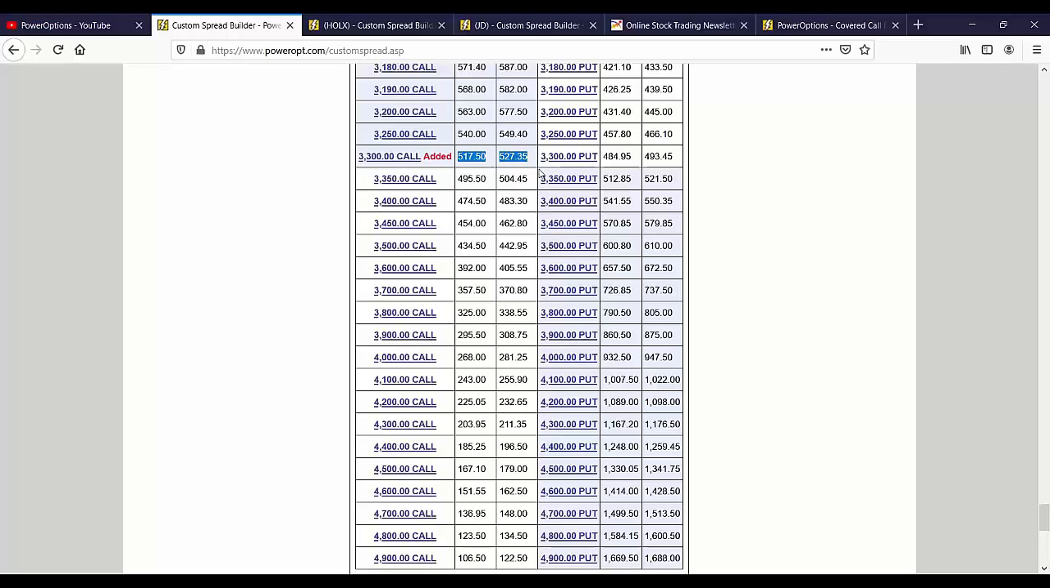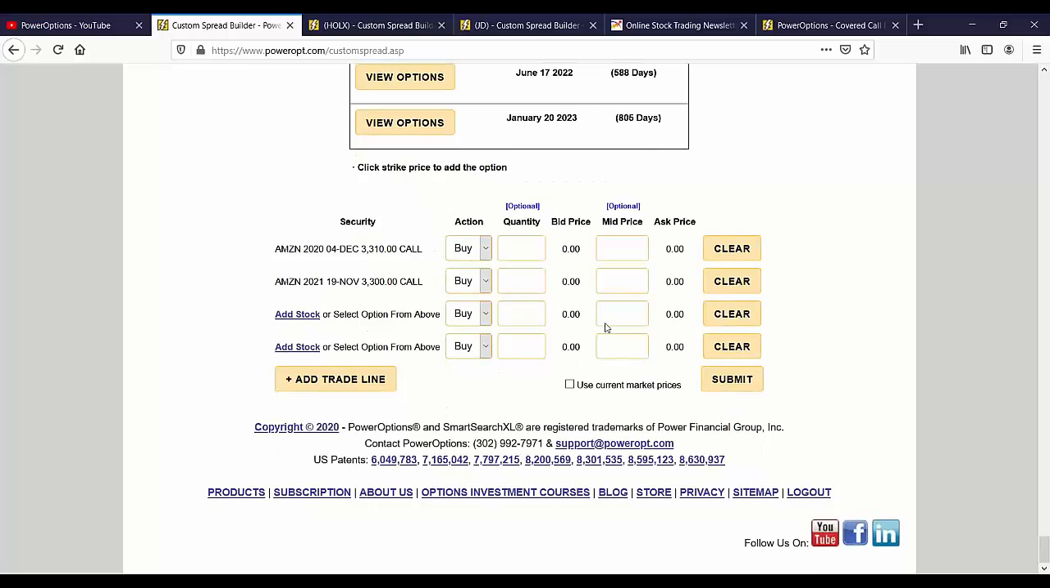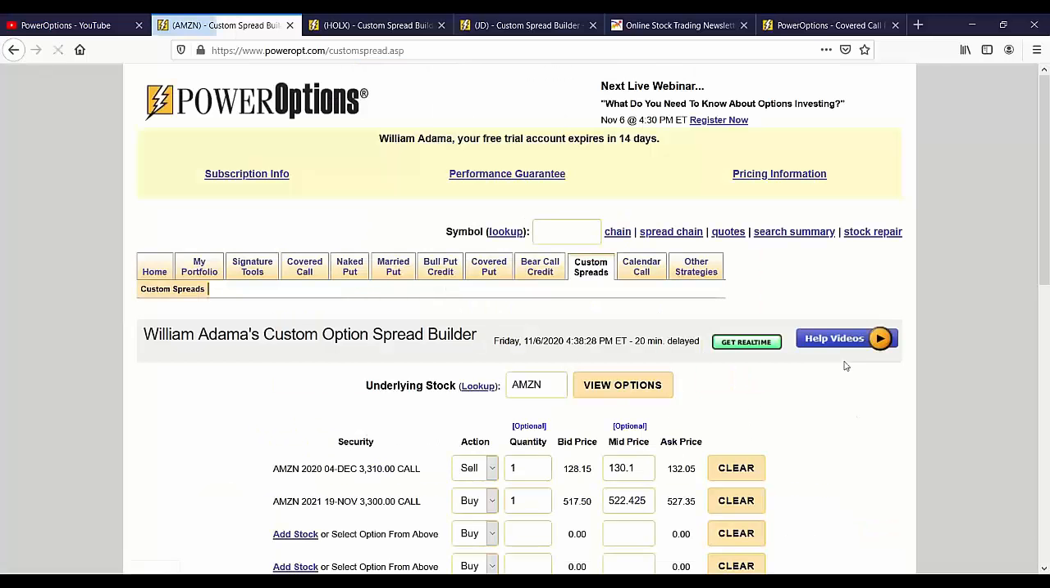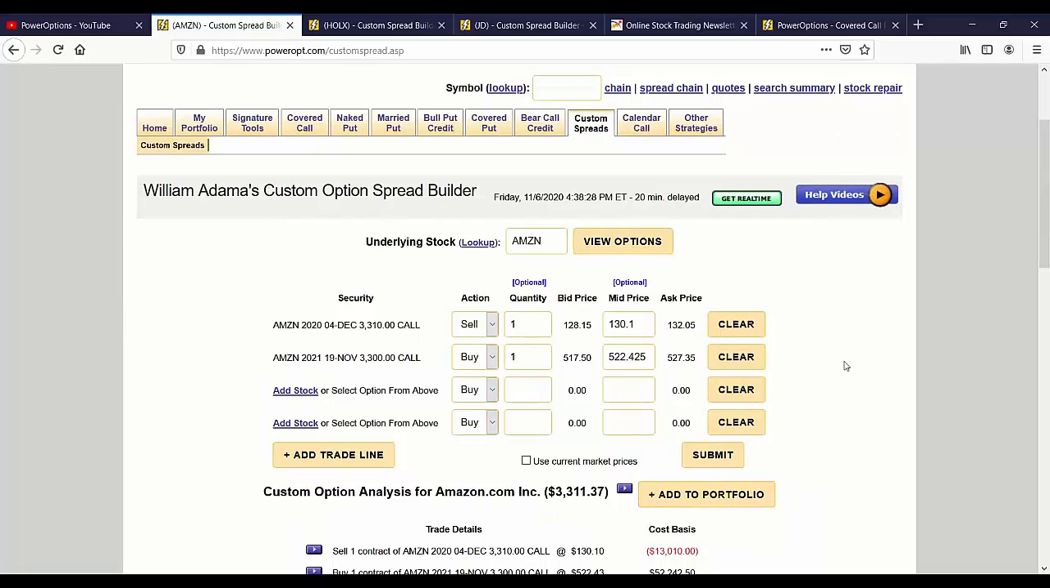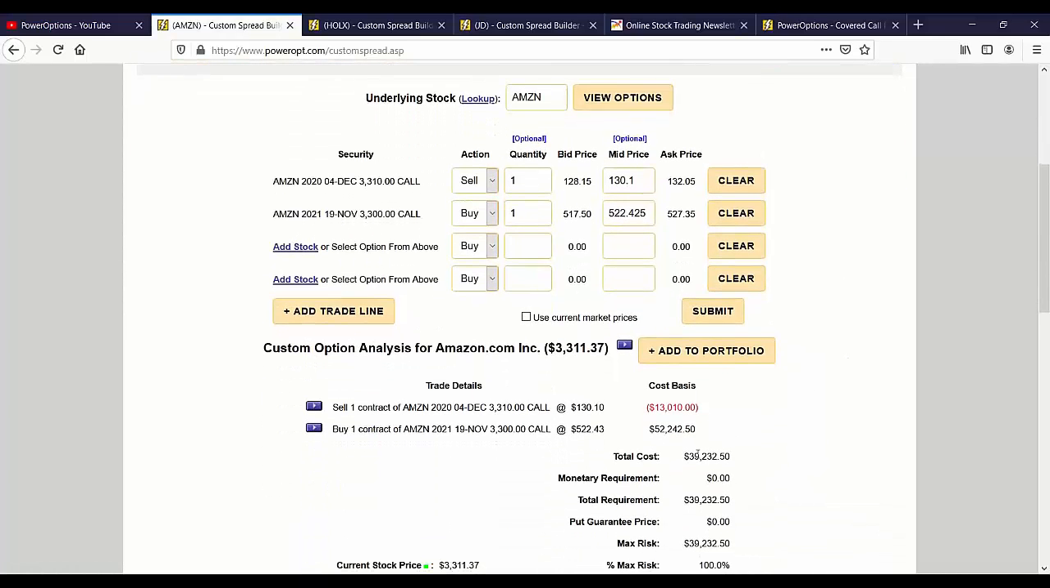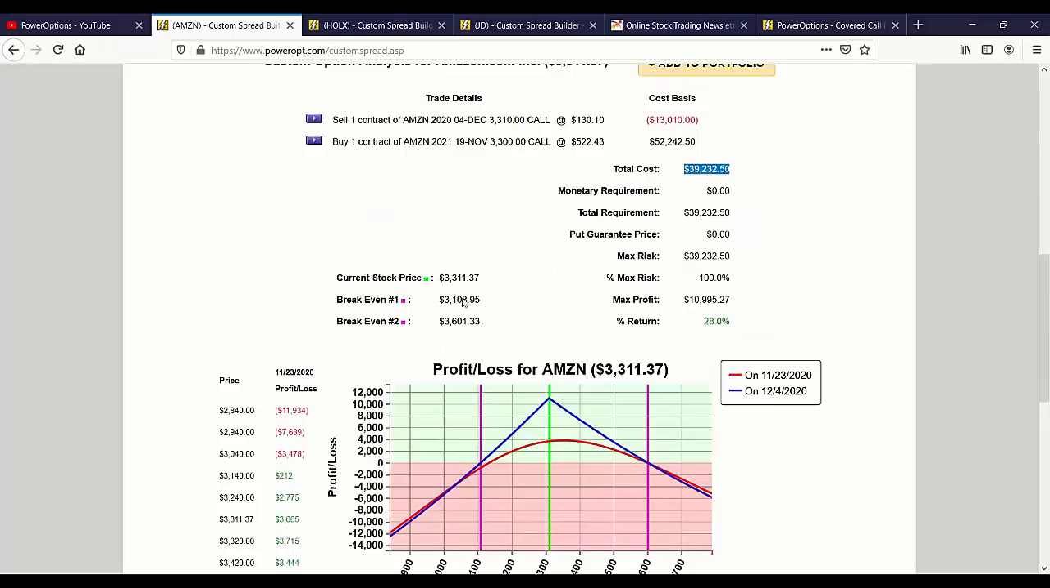Just like the diagonal spread I was working on with my customer for February to near-term November or December, we're going to have almost the same debit of $440, $430. This is a little bit higher, but yes, we're going to sell the 3,310, David. We're going to buy the 3,300. We know our debit's going to be 400 some odd. It's going to be $392.32 debit for one contract, or $39,000 to put on this trade.